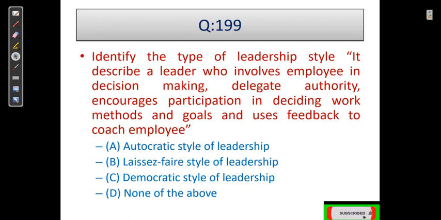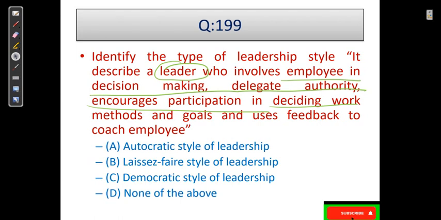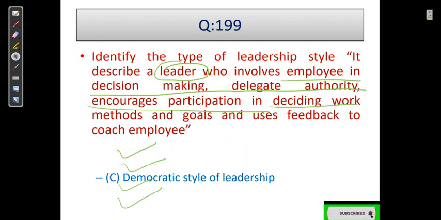Identify the type of leadership. It describes a leader who involves the employees in decision making, delegates authority, encourages participation in deciding the work, methods, and goals, and uses feedback from the coached employees. So is that an autocratic style, laissez-faire style, democratic style, or none of them? So it is democratic style. Yes, democratic style. They take everyone's views.